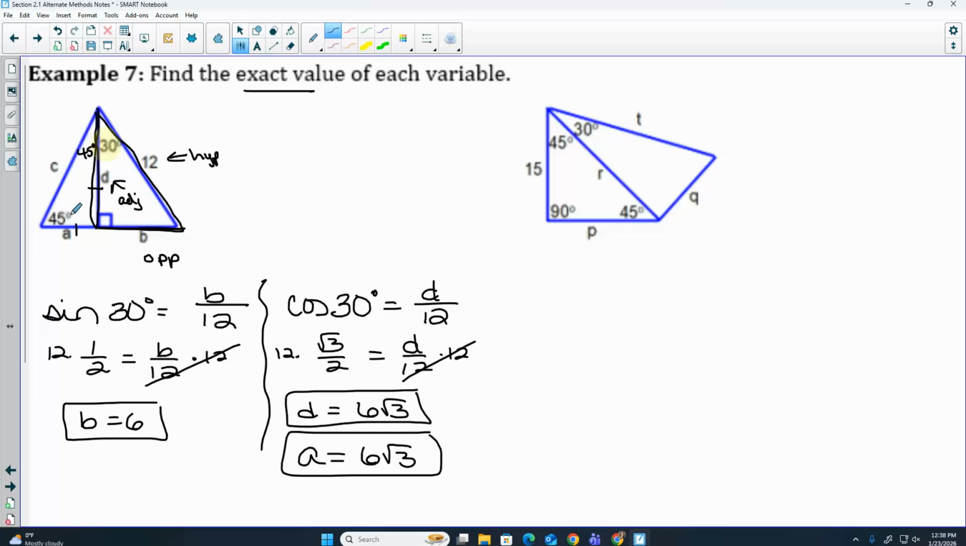Okay, from our 45, A is adjacent, D is opposite. What trig function involves opposite and adjacent? Tangent. You could use your tangent to get there. To find C, I could do a trig function. What else could I do?